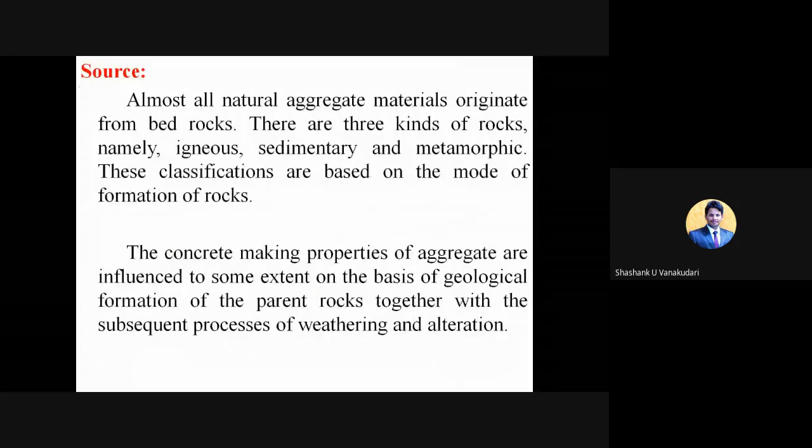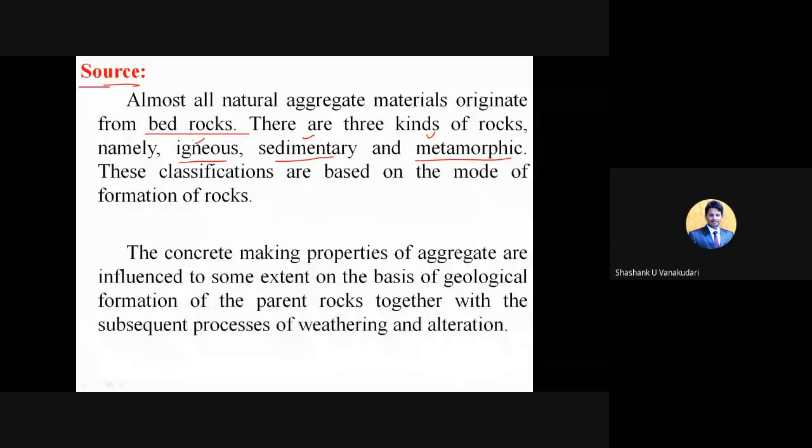Yeah, and then source. The next parameter is source. Almost all natural aggregate materials originate from bedrocks, which are available below the earth. And there are three kinds of rocks, namely igneous rocks, sedimentary rocks, and metamorphic rocks. You have already studied this in the geology subject, and even the classifications, how they have been done based on the mode of formation of the rocks. They are divided into igneous rocks, sedimentary rocks, as well as metamorphic rocks. So no need to give the elaboration again with respect to these parts.